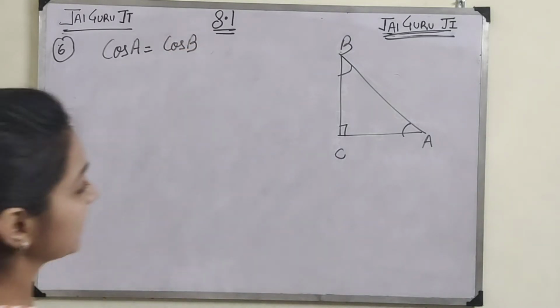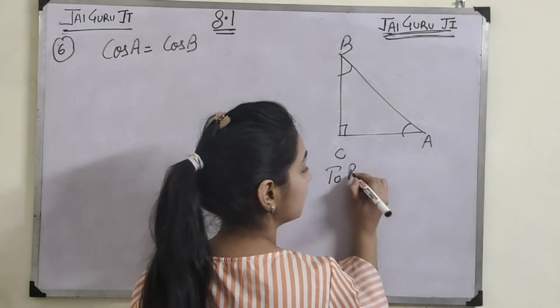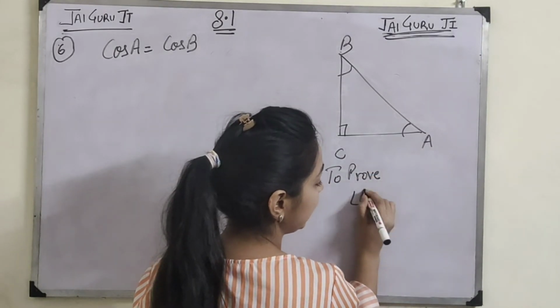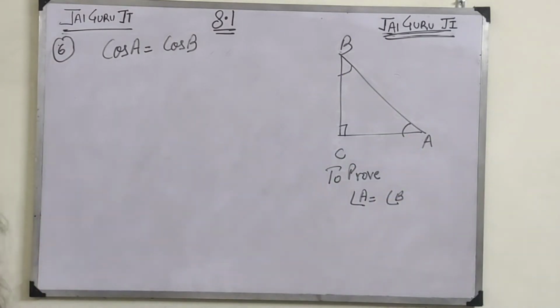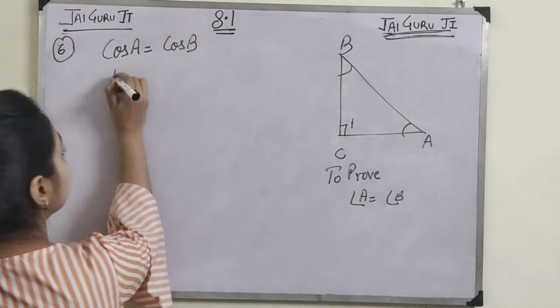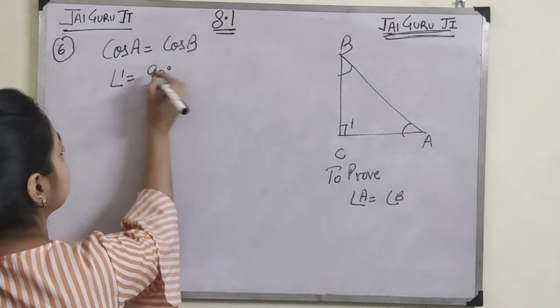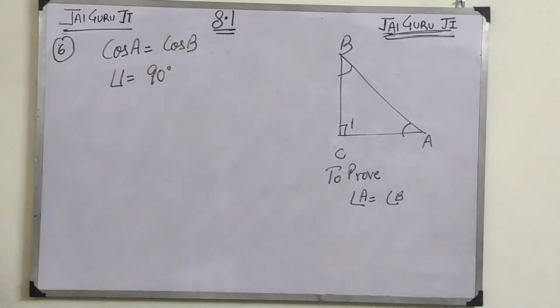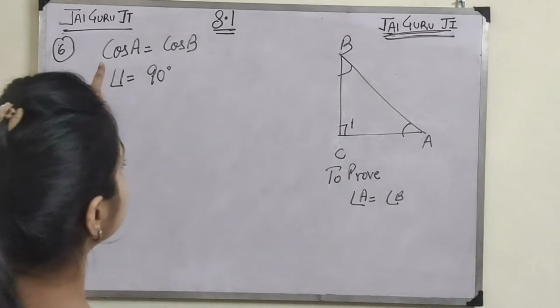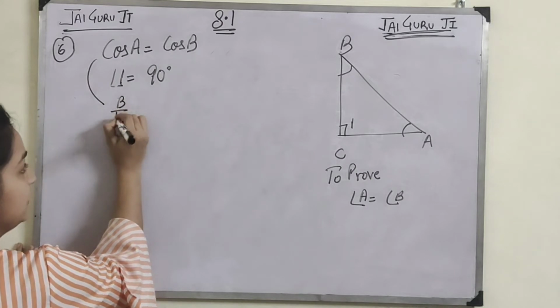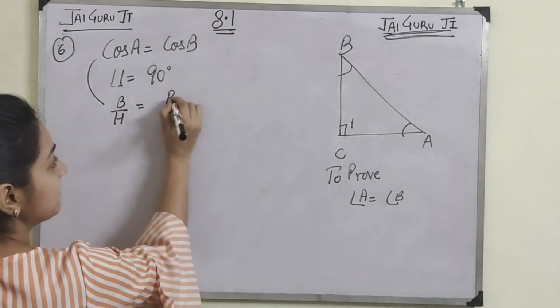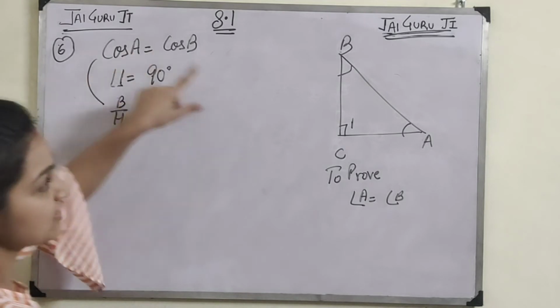Show that angle A is equal to angle B. So these two angles you have to prove equal. Now you can see that if I name this angle, angle 1 is equal to 90 degree. And this is also given in the question. Also given cos A is equal to cos B. Cos A means B upon H. I'm sorry, cos B also means B upon H. But cos A means this.